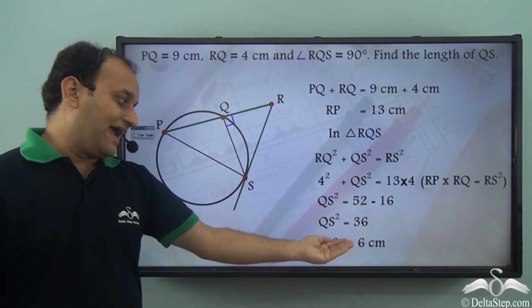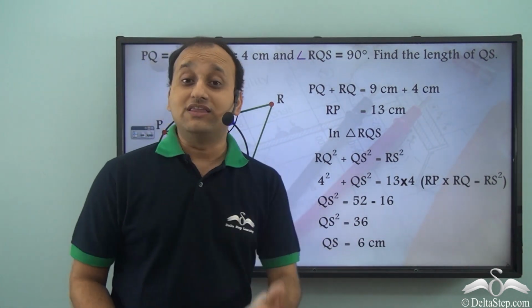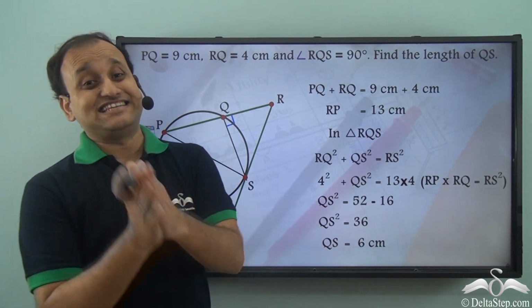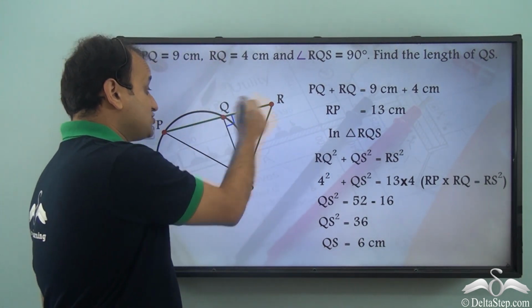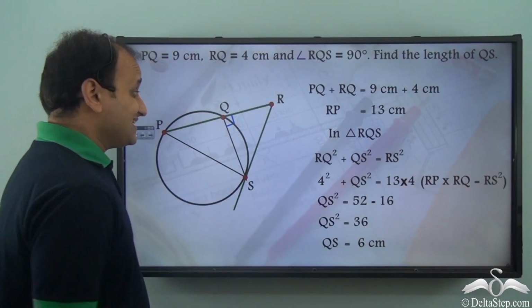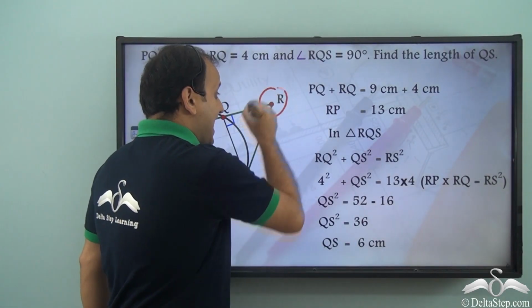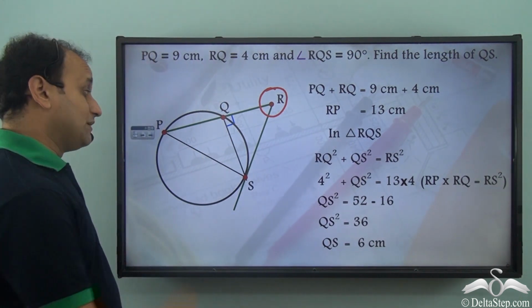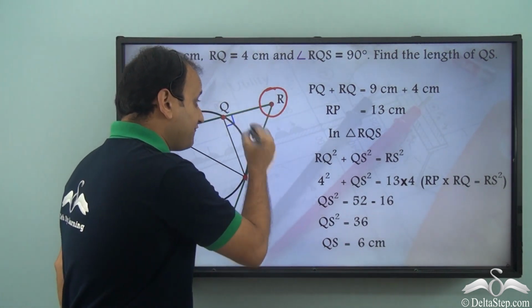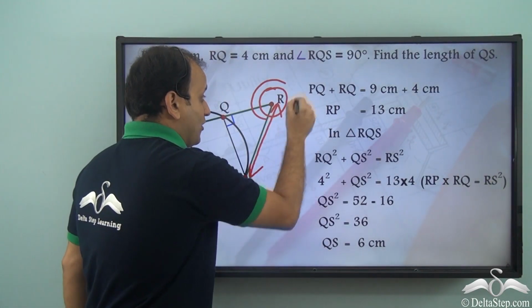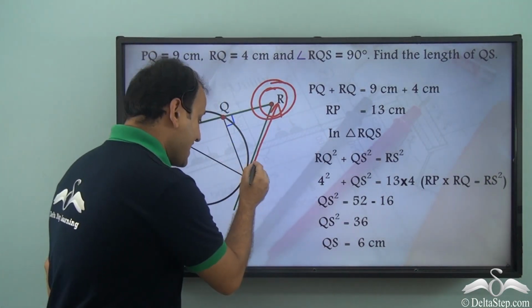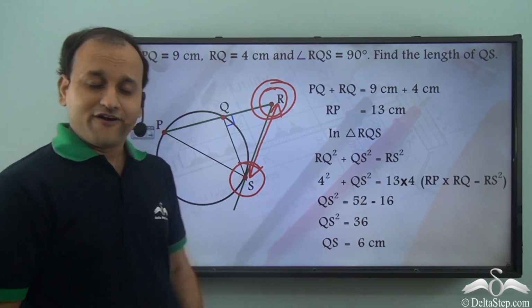So we were able to find this particular length with the help of the theorem, which states that the product of the segments of the secant which meets a tangent at an external point will be equal to square of the length of the tangent between the point of intersection and the point of contact.